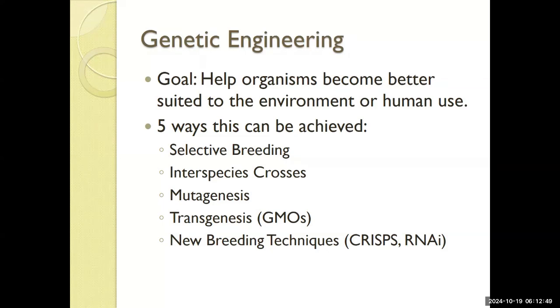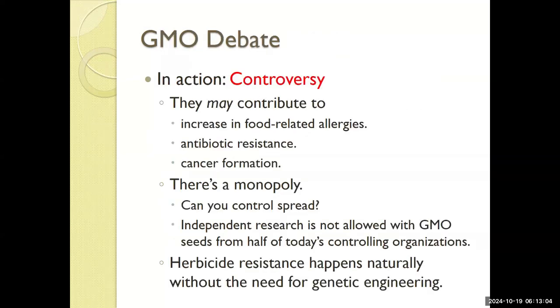Some of these processes happen in the wild with or without human intervention. And they all have their own level of human influence. But often when we talk about genetic engineering, people get nervous. There's controversy over genetically modified organisms. People are worried that they may contribute to an increase in food-related allergies, antibiotic resistance, cancer. They're worried that there's a monopoly on these genes and this technology, and whether or not we can control the spread of good genes or bad genes.